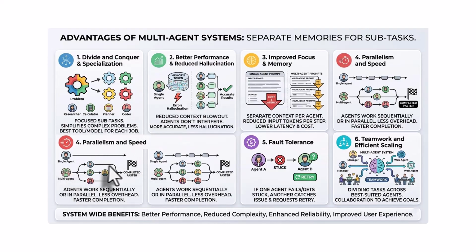And the next one is parallelism and speed. Agents can work either sequentially or in parallel with less overhead, so they can complete tasks faster. And improved focus and memory. Separating memories reduces the count of input tokens at each step, which will reduce latency and cost.